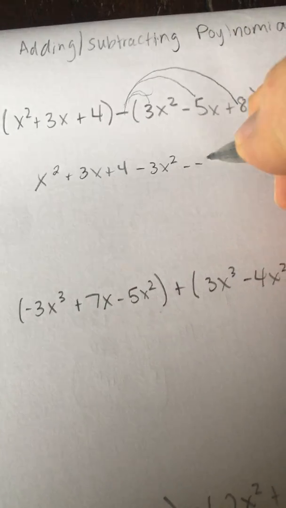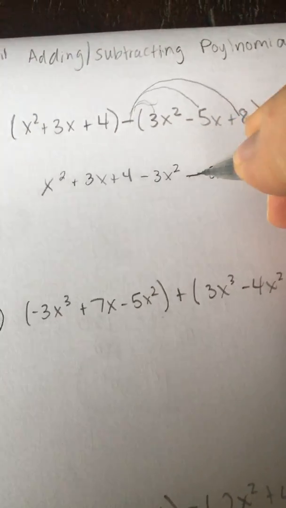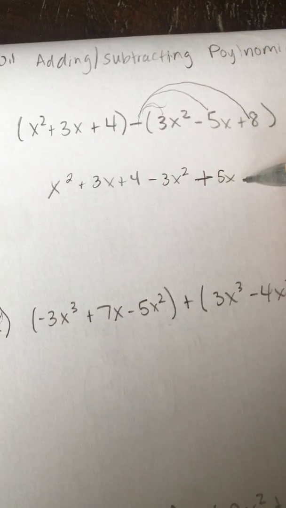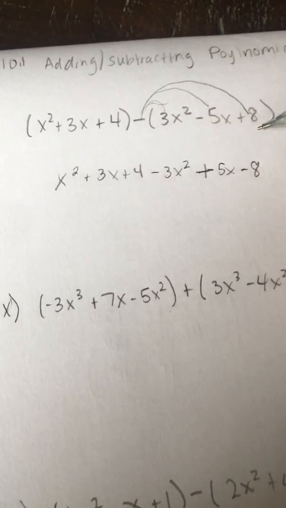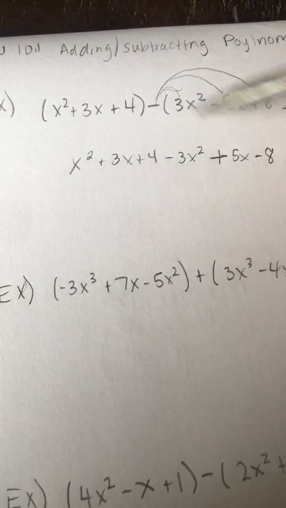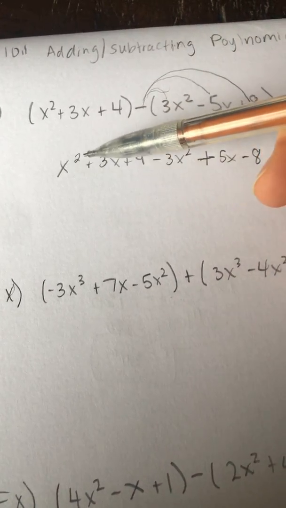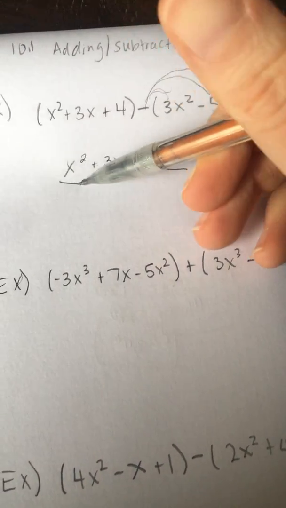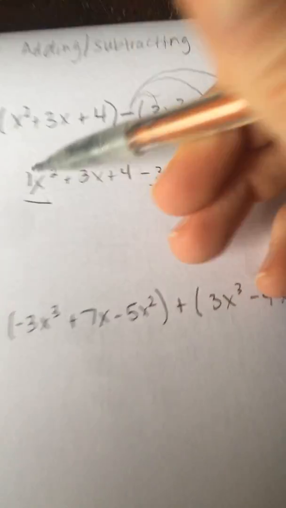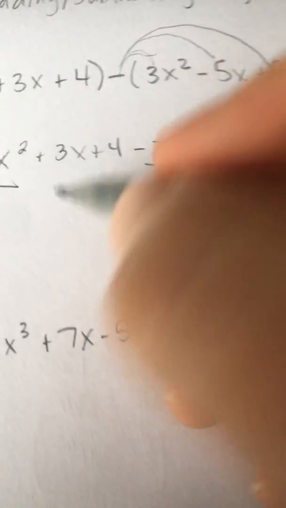Minus a negative 5x. Two negatives become positive, and then minus 8. And after that step, for the subtraction piece, you just combine like terms. So like terms, remember, are same letter, same exponent. These ones are like. We put them together by adding, subtracting the numbers out front, but we keep the x squared.